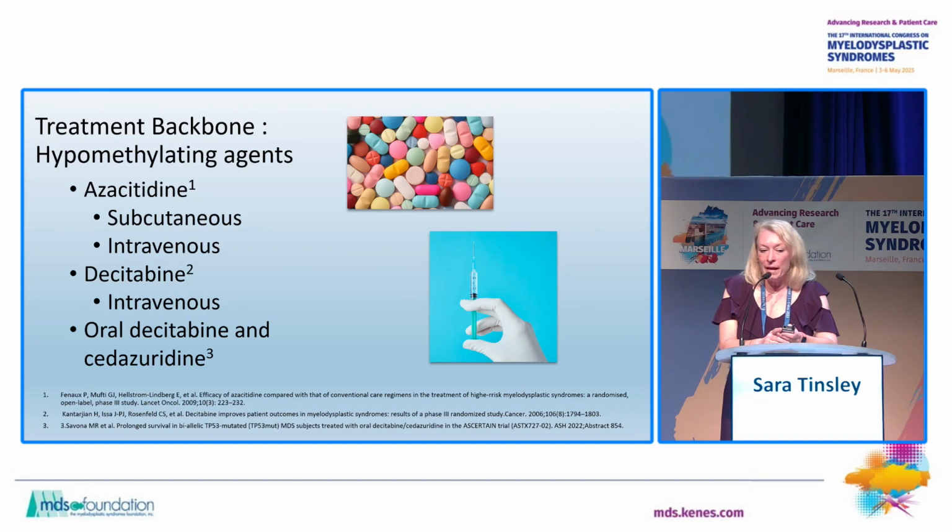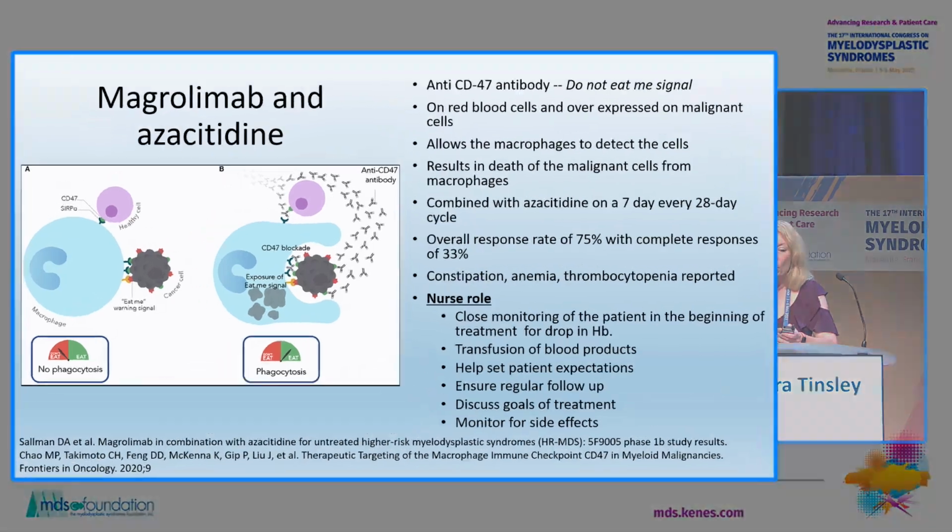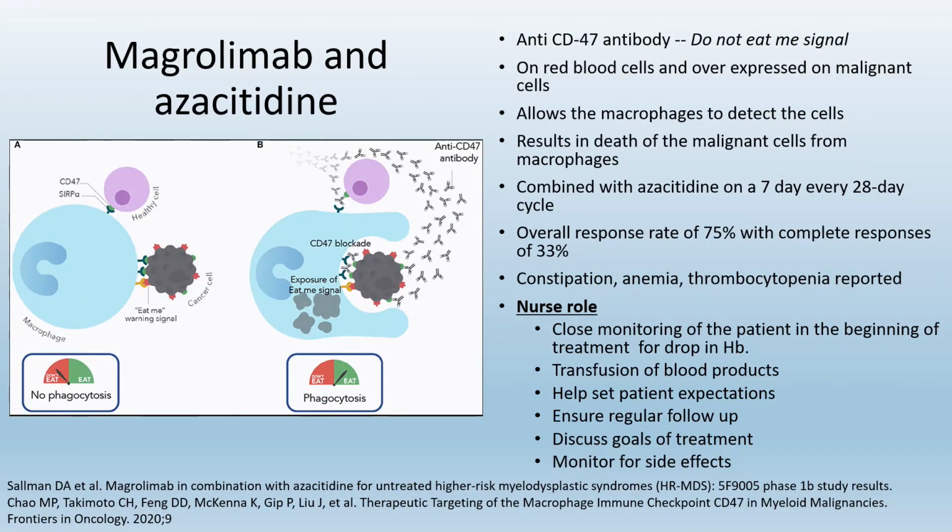This is our treatment backbone: AZA, decitabine, and oral decitabine and cedazuridine. And then we have magrolimab and azacitidine that's available for our patients on clinical trials at this time. It's going into phase 3 studies. This is the anti-CD47 antibody, the do not eat me signal.